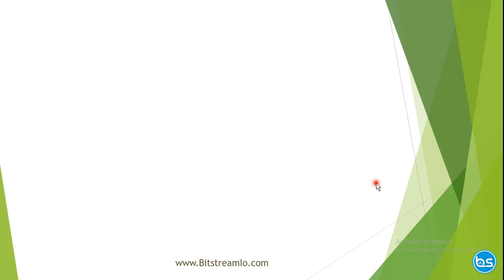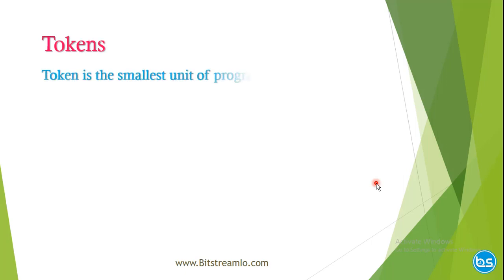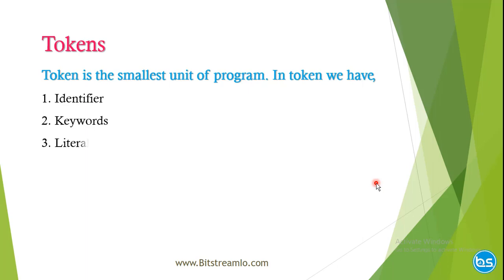In this tutorial, you will be learning about what tokens are. Tokens are the smallest unit of a program. In tokens, we have first identifiers, then keywords, literals, operators, separators, and comments. So these are the six topics you will be learning in tokens.